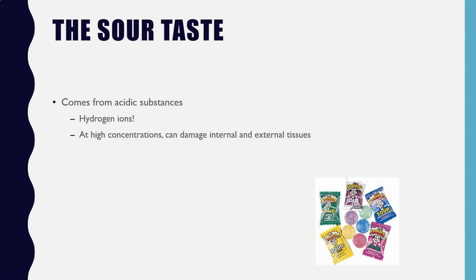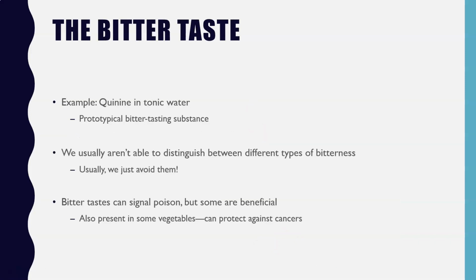Sour taste basically comes from acid. And so what this means is that for something to have a sour taste, it has to have a pretty good concentration of hydrogen ions. A little bit of sour is okay. So if you like lemonade, that is okay. If you like sour candy like I do, that's okay. But we do know that at high concentrations, acids can damage internal and external tissues.